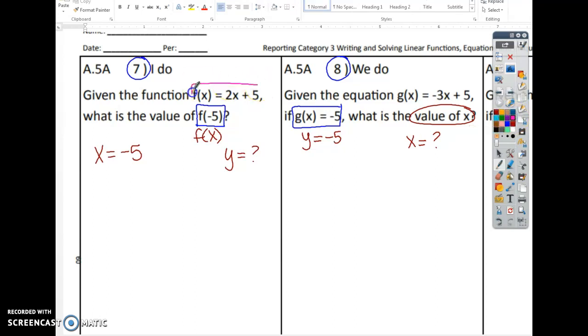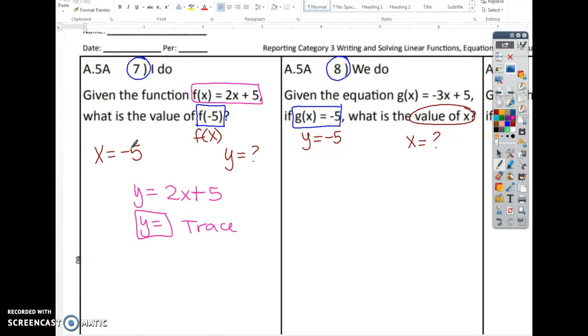If they gave you the equation already in y equals 2x plus 5, you'll put it in y equals, you'll hit trace, okay, and we want to know what is y at -5. So we're going to put -5, enter, and see what y gives us.